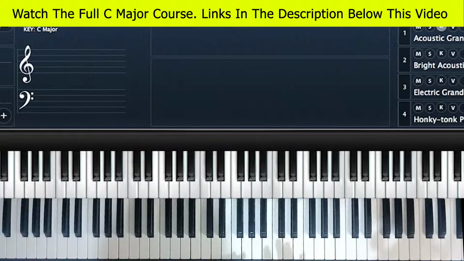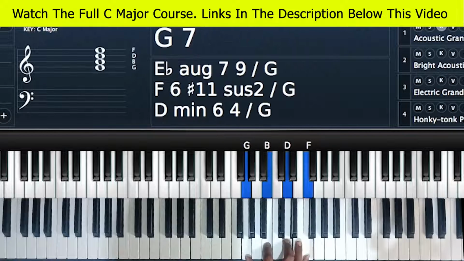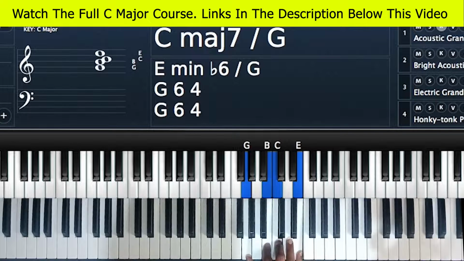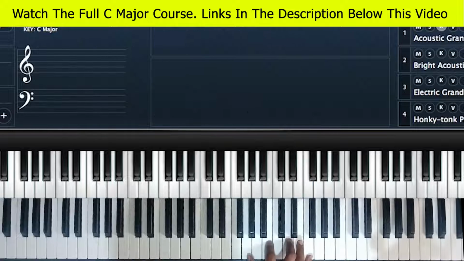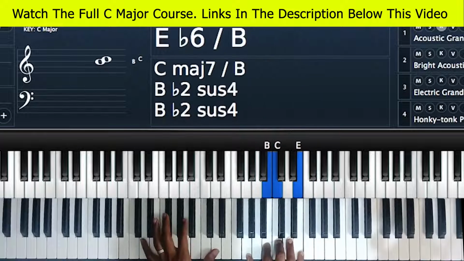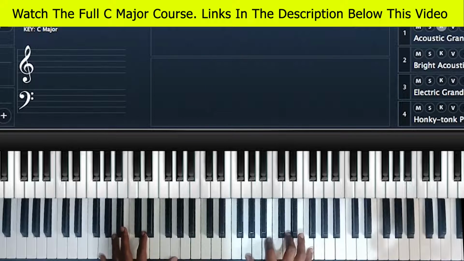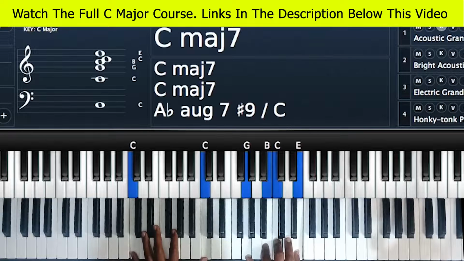Now the good thing about using these inversions is that I'm reducing my movement. Okay, 2, 5, 1. Just try that. 2, 5, 1.